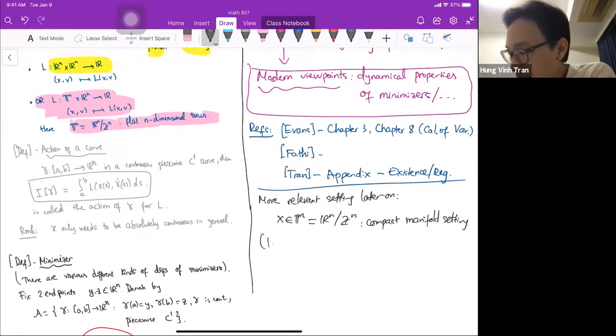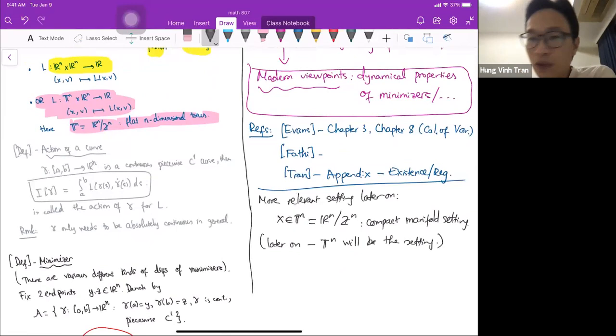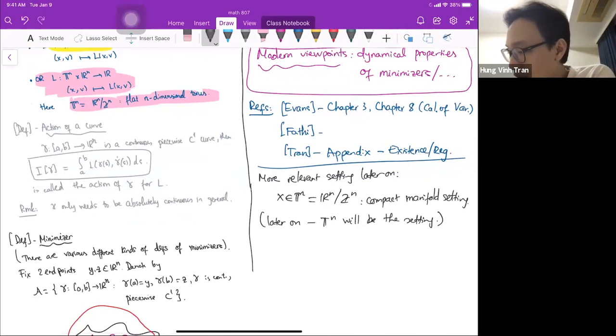So this is going to be later on when we deal with T^n, will be the setting. Let's say that for at least two-thirds or half of the course later on, we're going to deal with the compact manifold, which is just the torus. So that's the more relevant setting later on.